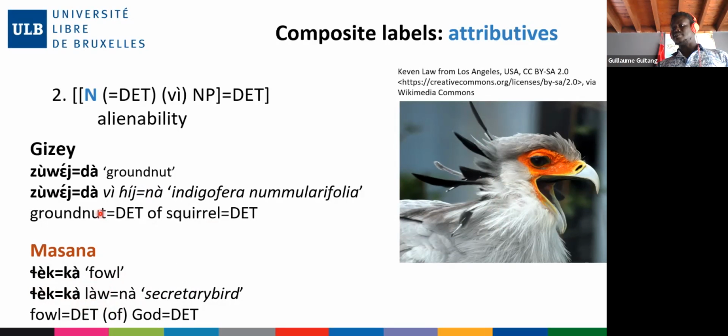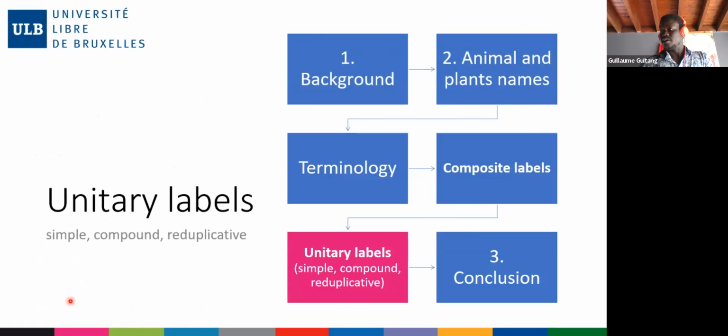So here you don't have the V that you find here, but you find the internal determiner, as I said. Now, okay. We've seen binomial labels. We can now look at the unitary ones, which constitute most of the vocabulary, the plant and animal vocabulary in these languages.